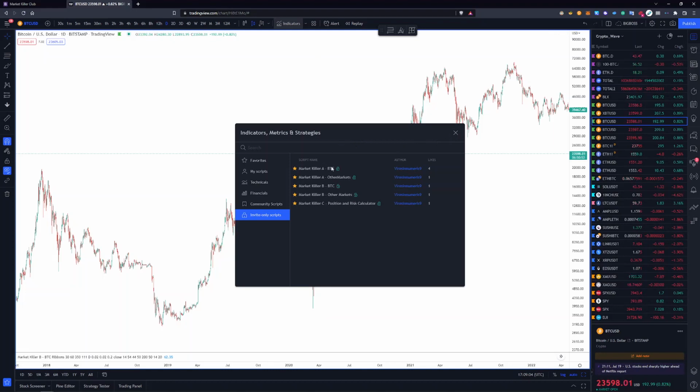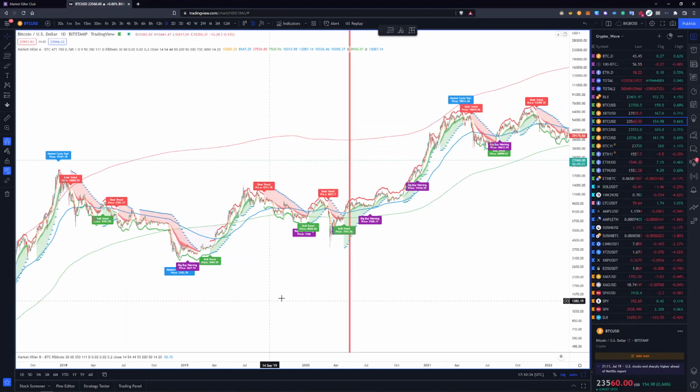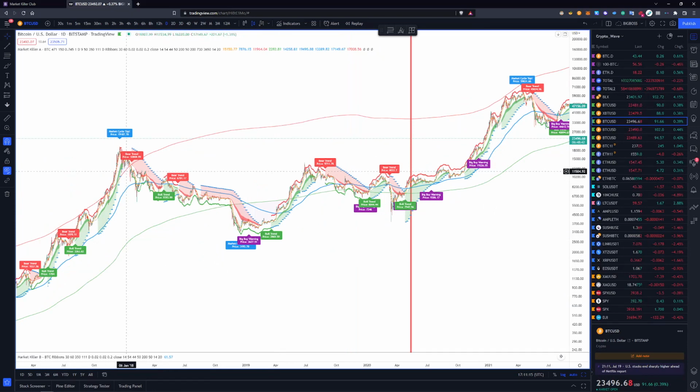So let's add Market Killer A. As you can see, Market Killer A has identified every bear trend and bull trend since 2017 until today. Market Killer A works with a set of conditions to trigger bear trend signs and bull trend signs. It also shows you big buying opportunities. As you can see right here, we had a big buying opportunity at the last bear market. It also tells you the market cycle bottom and the market cycle top.